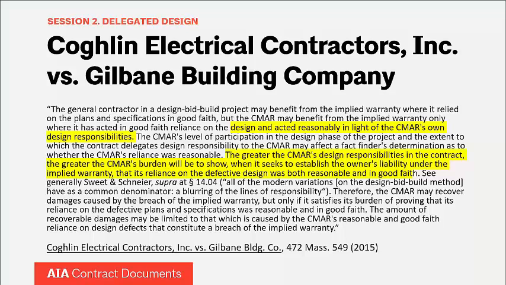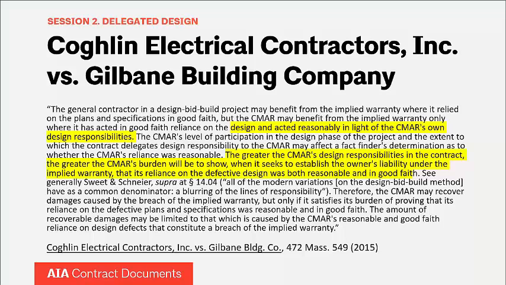The case that I think is really interesting when it comes to Design Assist is Coghlin Electrical Contractors versus Gilbane. I'm probably not going to be able to talk about this long enough to do it justice, but it's a case out of Massachusetts. It's fairly new, 2015, and it addresses the Spearin doctrine in the context of Design Assist services. And if you're providing Design Assist services, you should definitely know about this case and read it, find it, and understand it.